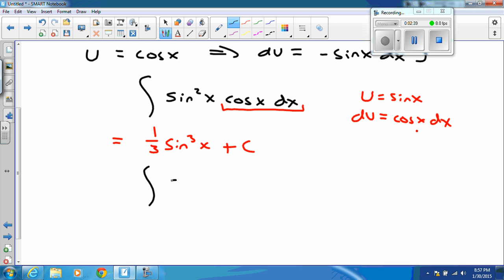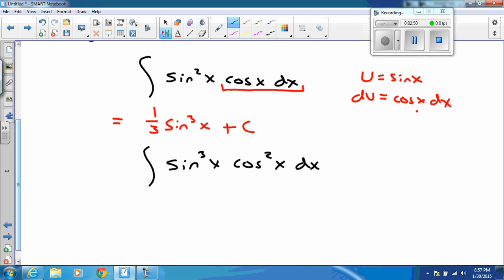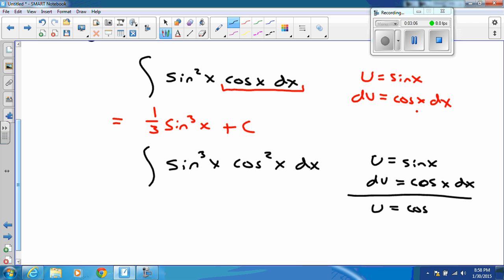As these integrals get more complicated, the same principle applies. But we may have to be a little bit more creative about it. What are my options here? Well, I could choose a u equals sine x and a du is equal to cosine x dx. Or I could choose a u equals cosine x and a du is negative sine x dx. Which one is the better choice? Well, the better choice is actually the u equals cosine x.